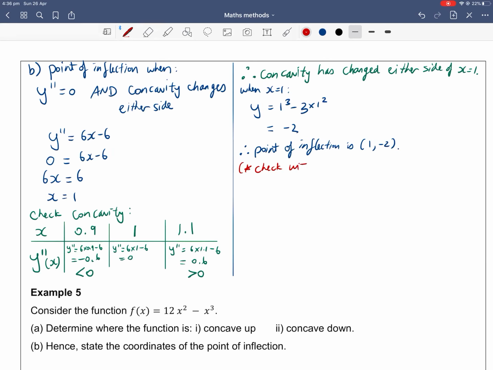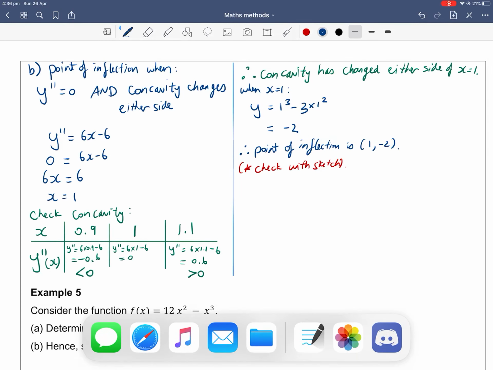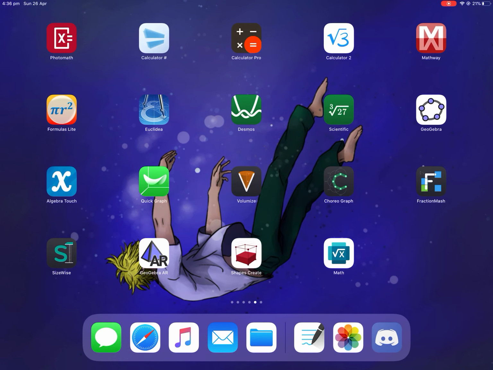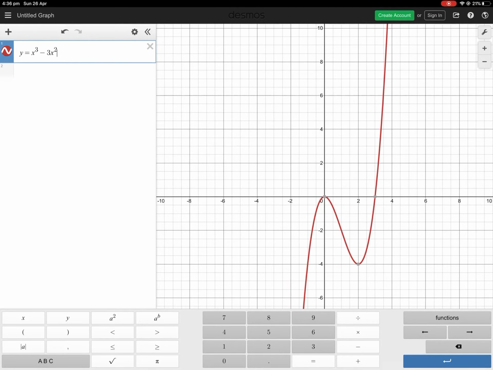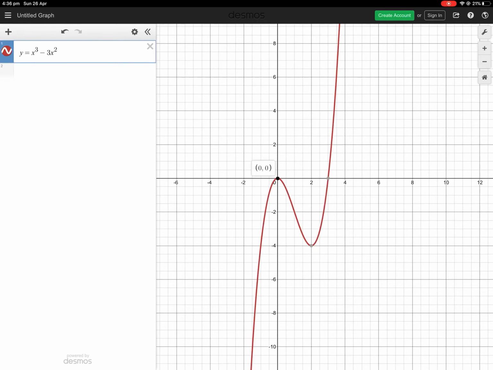Obviously, you can always check with a sketch. Check with a sketch, whether you want to sketch it out physically by hand, using our derivative methods, which we'll actually look at a bit more in detail next lesson. Or we could go use a graphics calculator to check it. I don't have a graphics calculator, so I'm going to use Desmos. We wanted to sketch y equals x to the power of 3 minus 3x squared. Yep. So if you look at the graph here, we've got a stationary point at (0, 0). We've got a turning point at (2, -4).